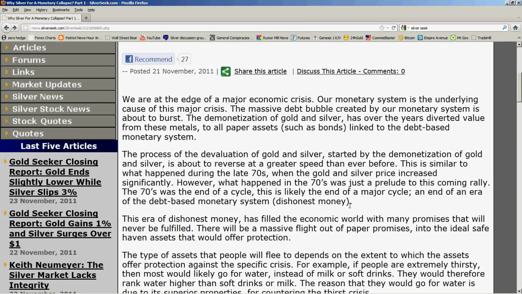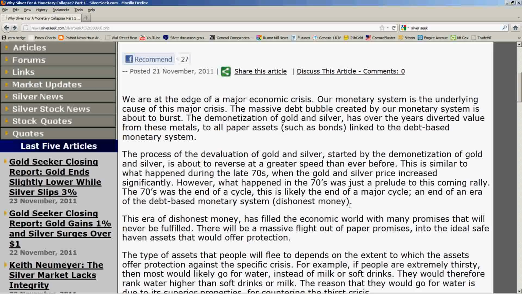We are at the edge of a major economic crisis. Our monetary system is the underlying cause of this major crisis. The massive debt bubble created by our monetary system is about to burst. The demonetization of gold and silver has over the years diverted value from these metals to all paper assets, such as bonds. Remember that bubble that I showed you, linked to the debt-based monetary system. The process of the devaluation of gold and silver, started by the demonetization of gold and silver, is about to reverse at a greater speed than ever before.